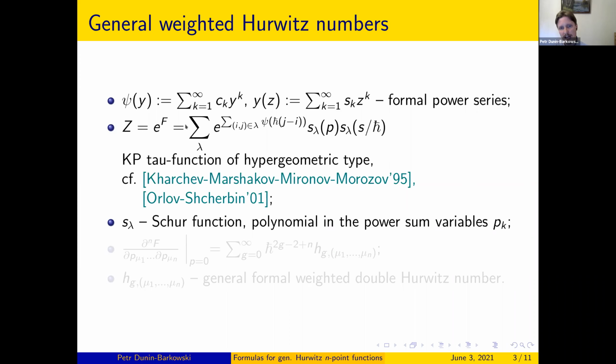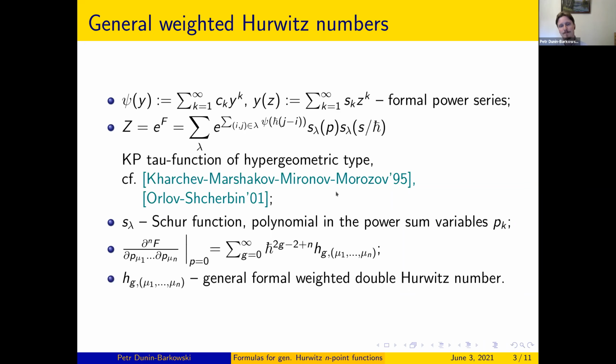When we consider a sum like that, it turns out that this is a tau function of the KP hierarchy, and it's what's called a KP tau function of hypergeometric type. They have been studied since quite long ago. For instance, functions like that were mentioned in this work, and then they were specifically studied by Orlov and Scherbin in several papers, for instance this one. So these functions are also known as Orlov-Scherbin tau functions.